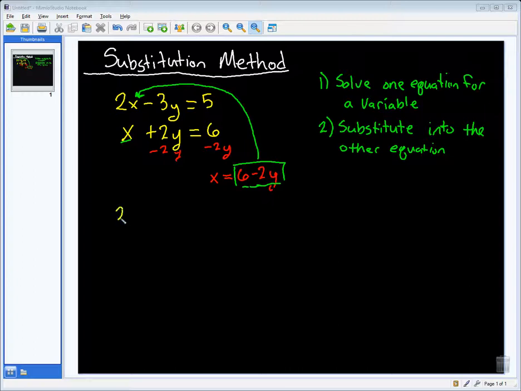So that leaves me with a 2 being multiplied to my 6 minus 2y because I replaced x with that. And I still have my minus 3y is equal to 5. Now the third thing I want to do is I want to solve for x or y depending on which variable I have. So in this case I have y. So I'm just going to solve for the remaining variable.